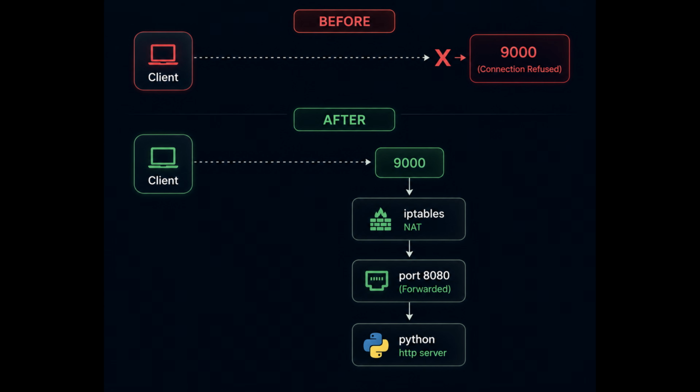In the after section, the situation changes. The client still sends traffic to port 9000, but the Linux kernel intercepts that traffic and forwards it to port 8080, where our Python web server is actually running. This process is known as port forwarding.